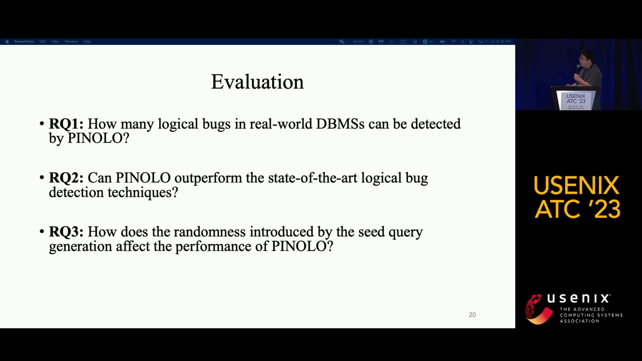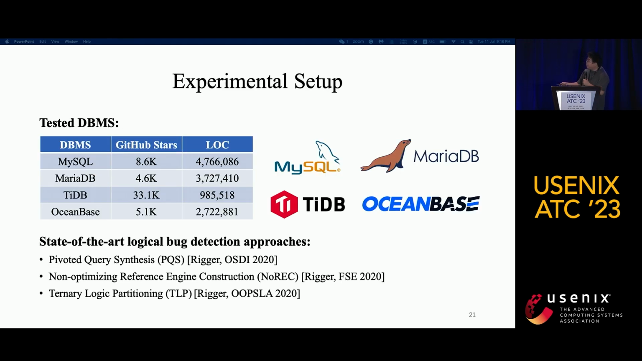And to evaluate our approach, we implement our system, Pinolo, and evaluate it upon mature database systems. And we select some state-of-the-art approaches to make the comparison. And also, we quantify the impact of the randomness in the seed generation. Specifically, we select these four mature database systems, and we select PQS, NoREC, and TLP as state-of-the-art approaches for the comparison.